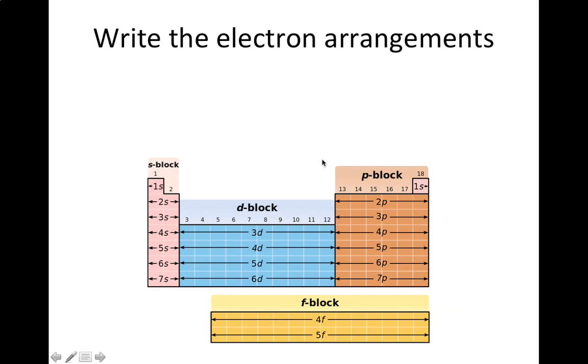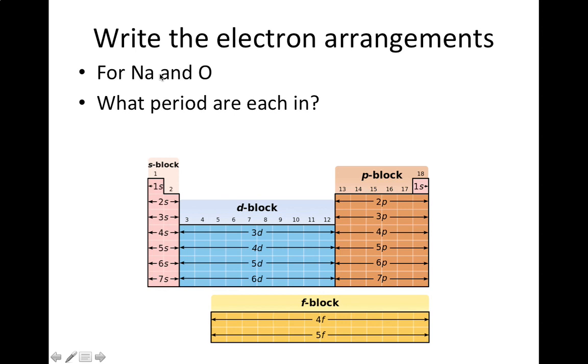Okay, electron arrangements. Thinking back to topic 2, we could write one for sodium. That's 1s2, 2s2, 2p6, 3s1. So it's right here. It's in the third period, and it's in the first group. So it has one valence electron.